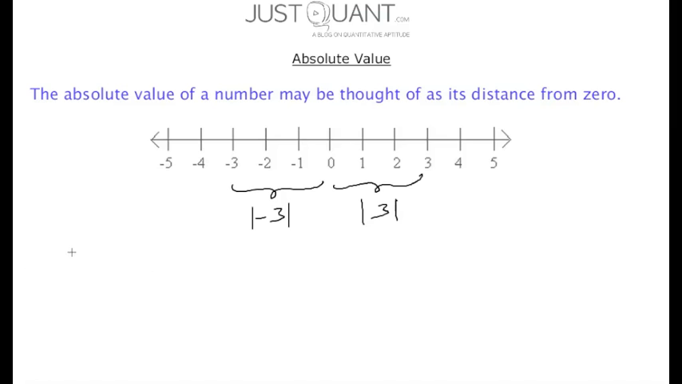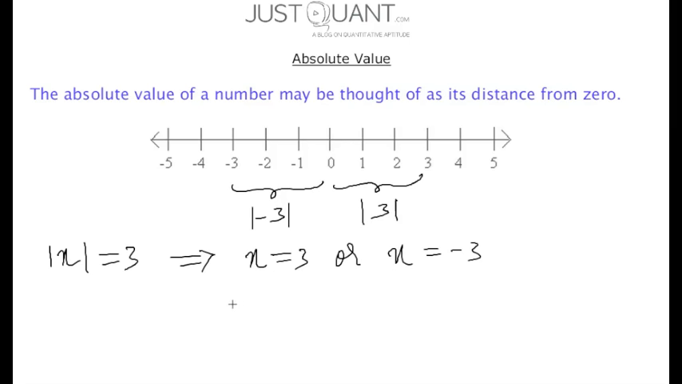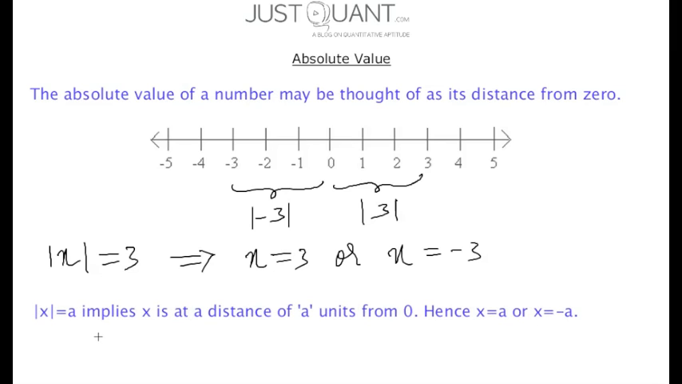So if I say |x| = 3, then we can write this as x = 3 or x = -3, right? Since |x| means the distance of x from 0, and when the distance of x from 0 is 3, the 2 points which are at a distance of 3 units from 0 are 3 and minus 3. So in general, if |x| = a, then x is at a distance of a units from 0. Hence, x = a or x = -a.